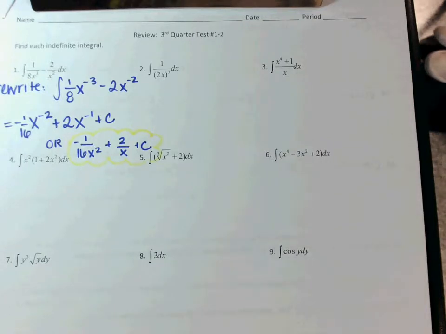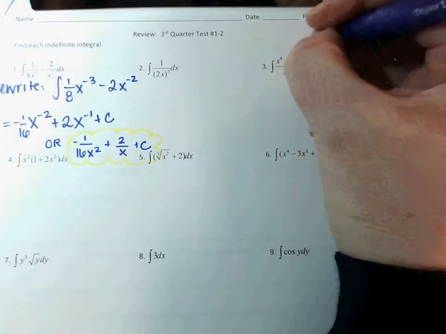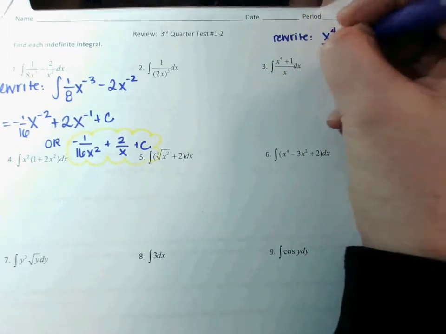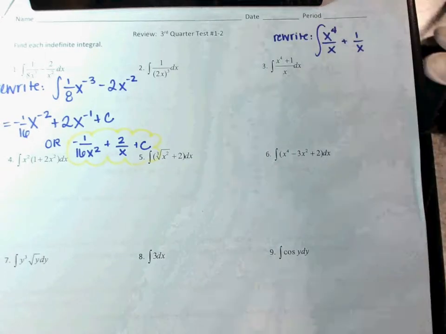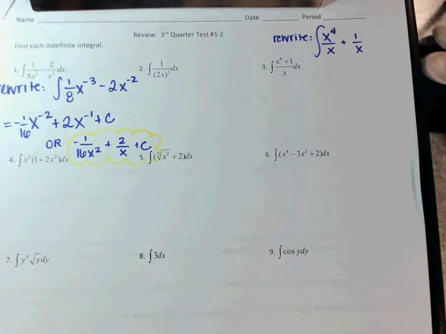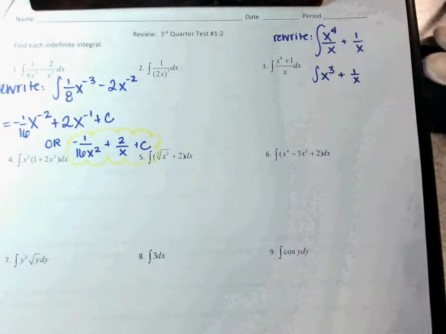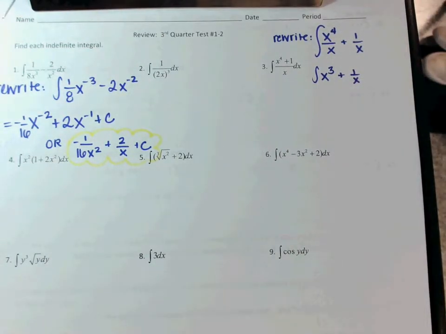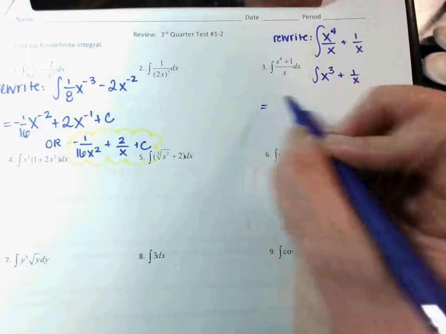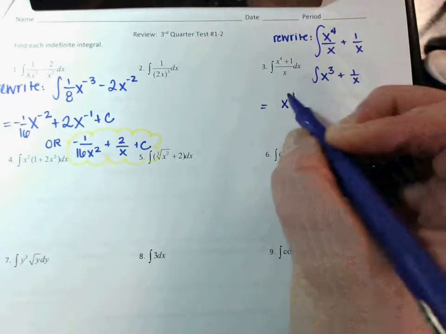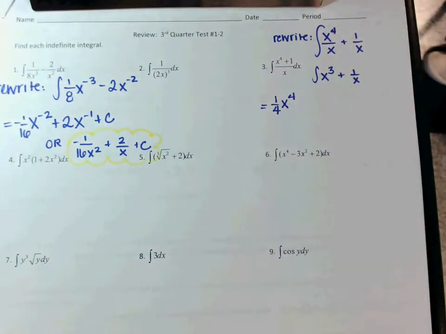Number 3, do you remember what to do? You separate them, split them up. Very good. So I would rewrite this as x to the 4 over x plus 1 over x. Those aren't both going to reduce, but the first one can. What's x to the 4 divided by x? x to the 3. What is the antiderivative of x to the 3? x to the 4, and what should be in the front, a third or a fourth? A fourth. It's the new exponent. So you add 1, get the 4, then divide by 4. And the antiderivative of 1 over x is an ln.